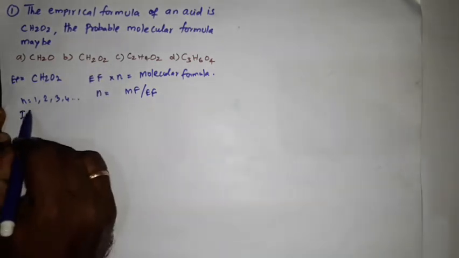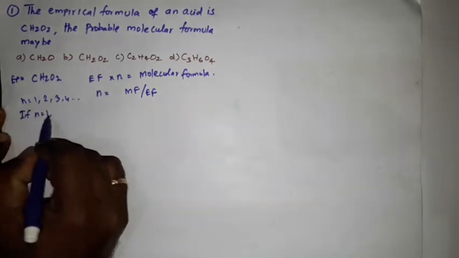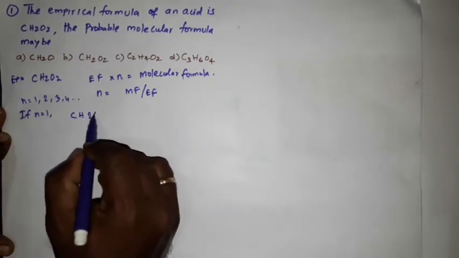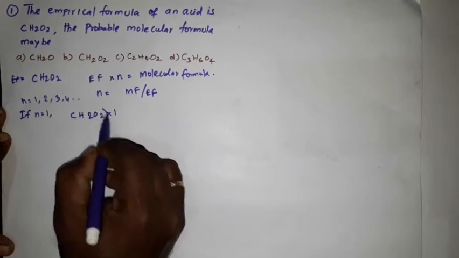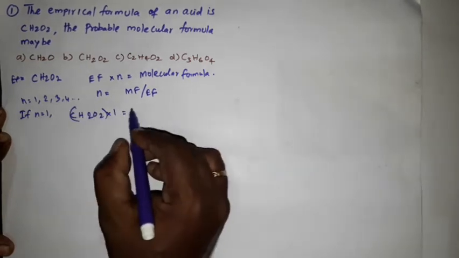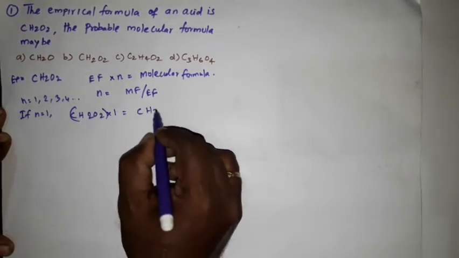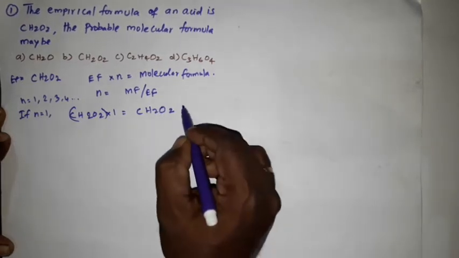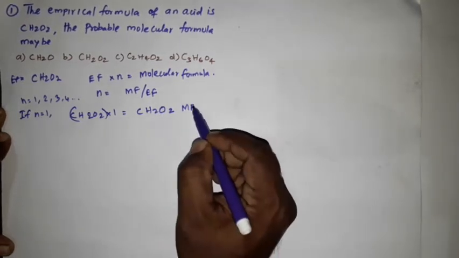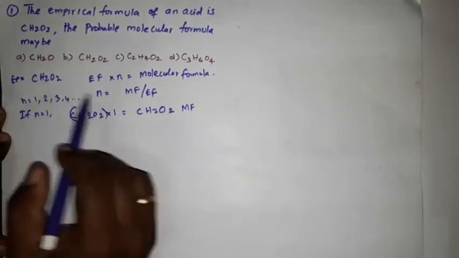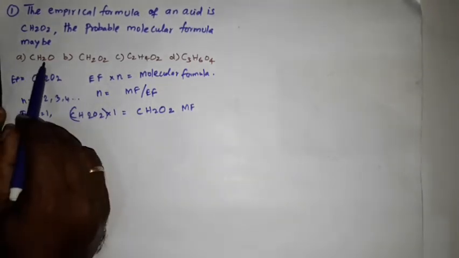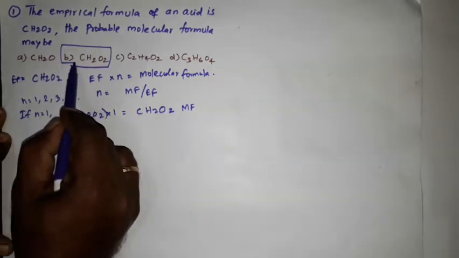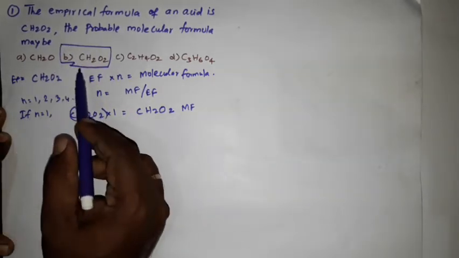Okay, so I am going to keep n equal to 1. So CH2O2 into 1 equals CH2O2. The same formula will come. So this is the molecular formula. Now check the options, is there CH2O? This is not correct. Now CH2O2 option is given. So option B is the right answer.